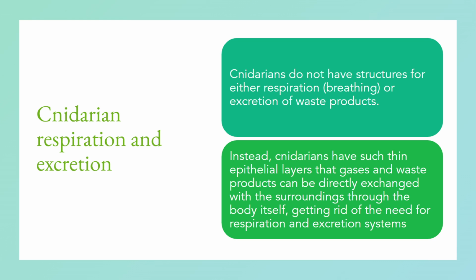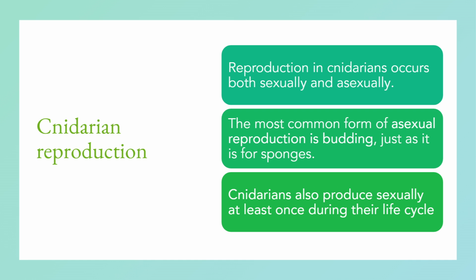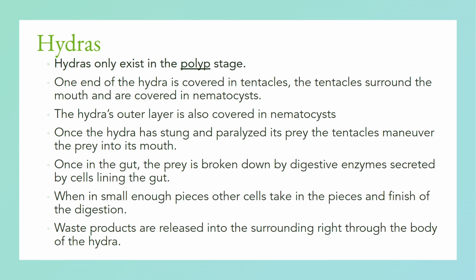Cnidarians don't really have structures for respiration or excretion either. They have such thin membranes that they can actually excrete waste and breathe through their skin. They can reproduce sexually and asexually. Asexually is commonly by budding, like we saw in sponges, and some cnidarians can also reproduce sexually, and they usually do so at least at one part in their life cycle.